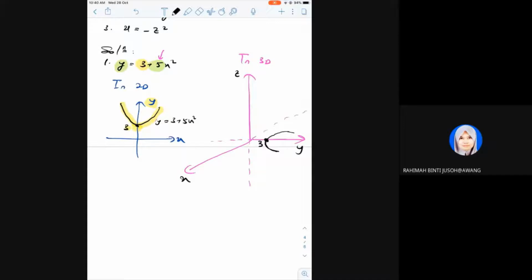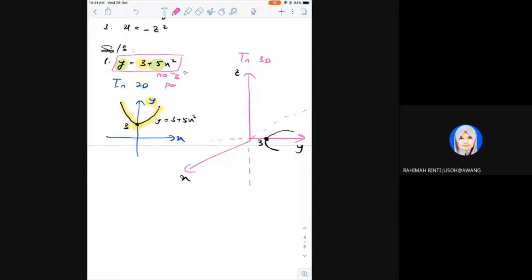Okay, so now, if we look at this equation, kalau you tengok balik equation ni, soalan dia ni, apa variable yang tak ada? We don't have variable what? Z. Okay, no Z. So when there is no Z, means the graph should be parallel along Z. So what you should do guys, you just tarik je. You can make it upper or lower, it's up to you.